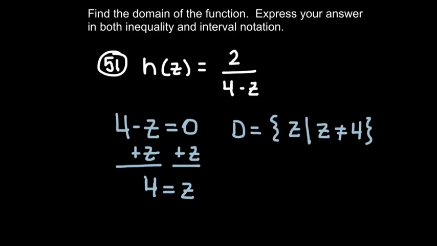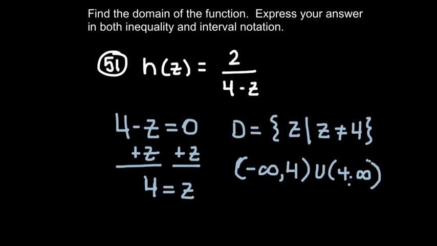If I want to write my answer in both inequality and interval notation, let's just go interval notation for this one. Then we can have everything from negative infinity up through 4, and I'm going to unite that with everything from 4 to positive infinity.